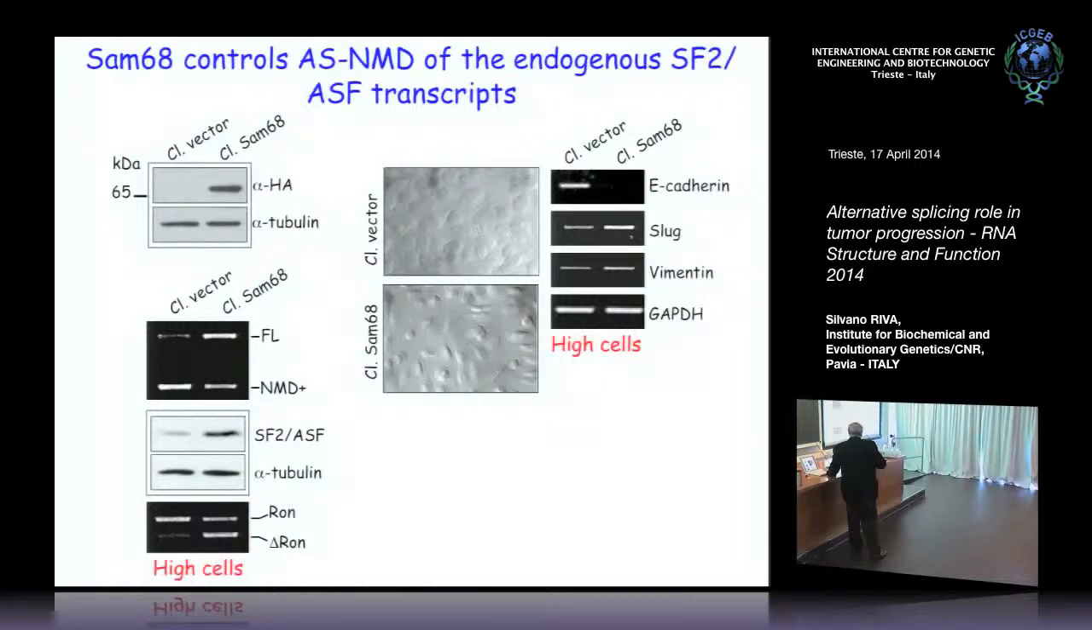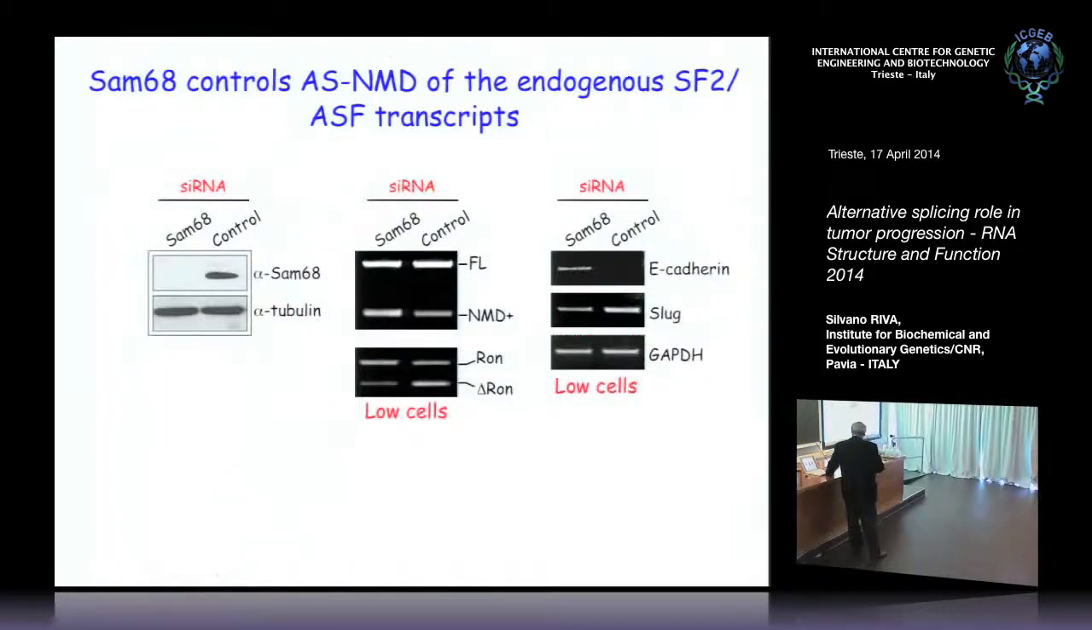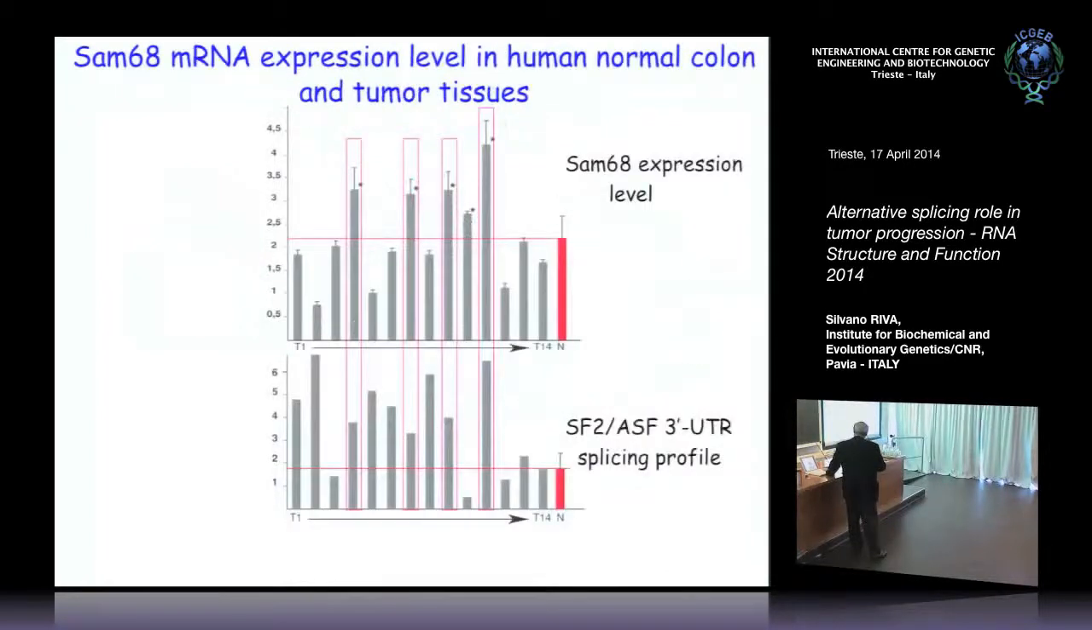Okay, and in fact, if you overexpress SAM68, you make more SF2, and you skip more exon, and you have delta-ron. That has as a consequence the transition from epithelial to mesenchymal. See the different shape with all the markers. Okay, this is the same thing.